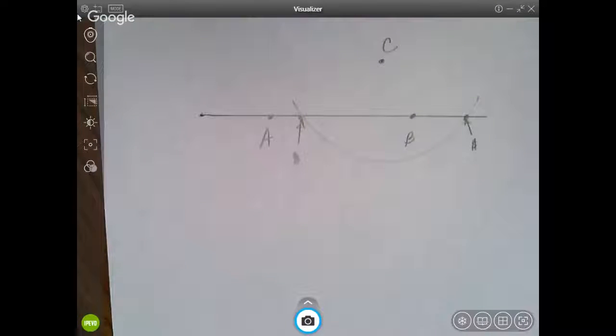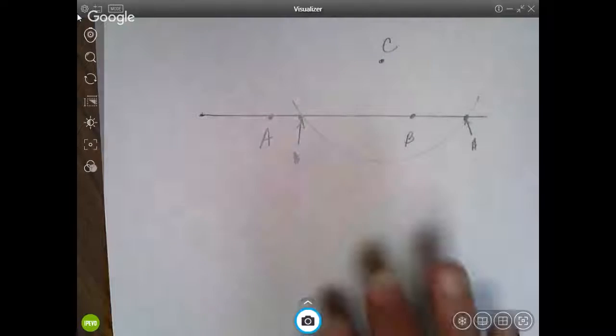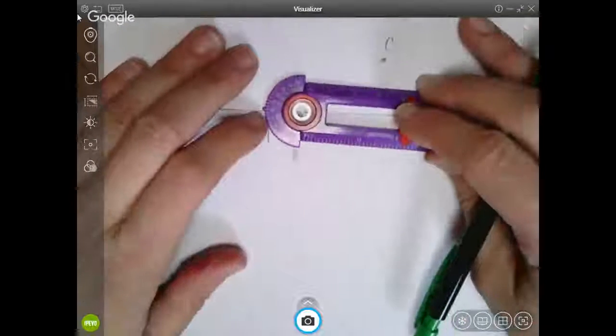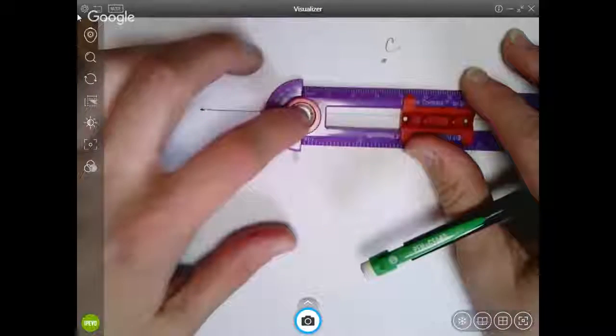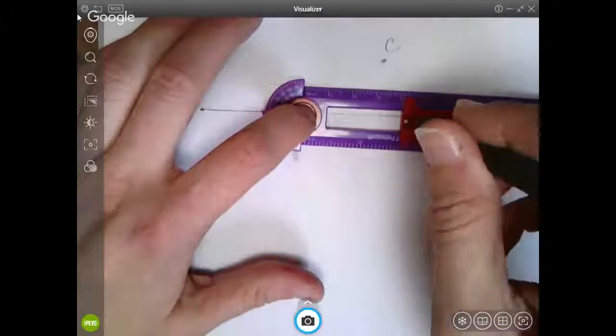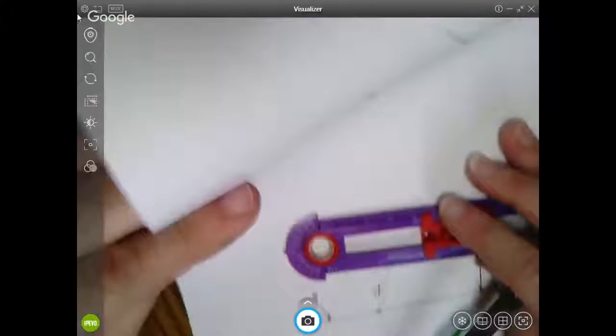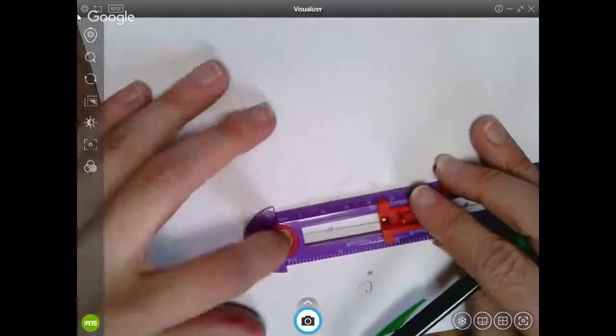Now, from those 2 money points, we're going to do a regular perpendicular bisector. We're going to estimate halfway through. We're going to move our slider past it. Go up, down. Turn the paper.